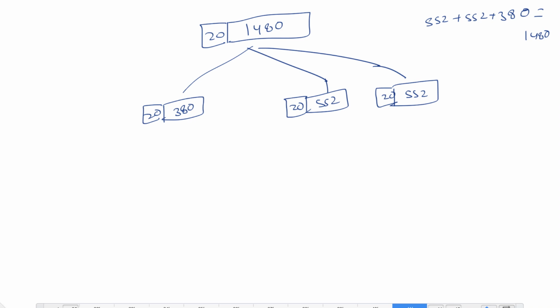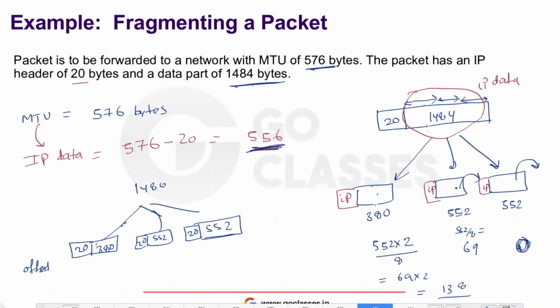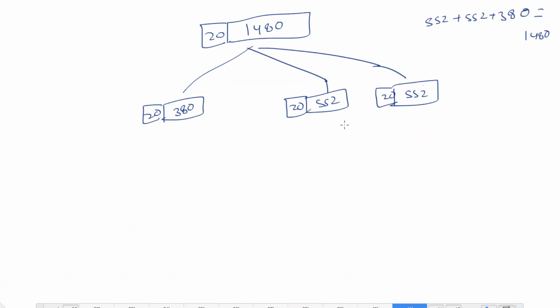Another thing is that we should be dividing such that each should not have more than 556. So we should be dividing by 556, but since 556 was not divisible by 8, I took the closest possible, which is 552. Okay, this is one thing. And now your fragmentation is done.